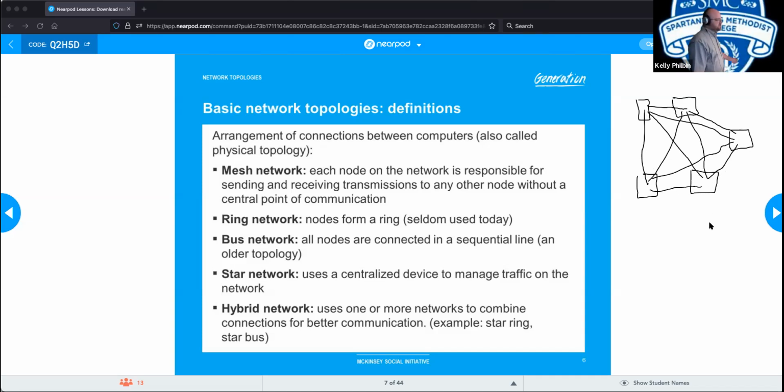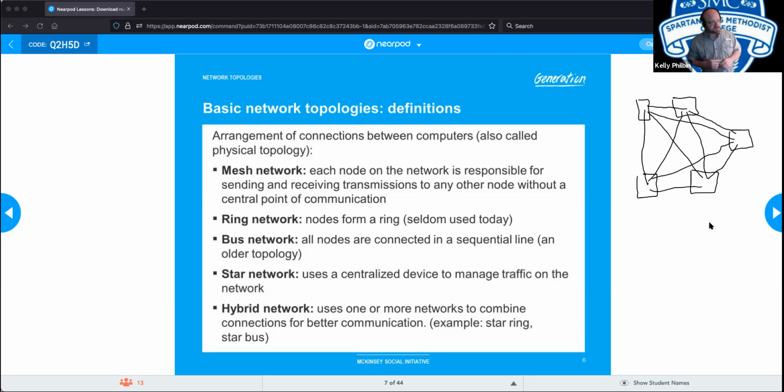So every single computer on the network has a connection to every single other computer on the network physically. So it makes out like a mesh, right? So it has its strengths and its weaknesses. Each of these computers would be considered a node.